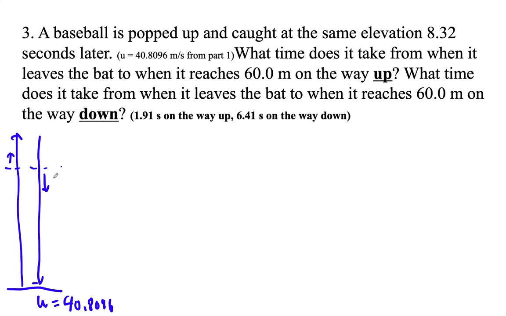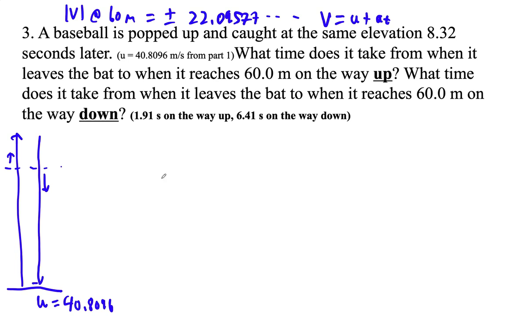We'll use a more precise value. We know that the final velocity, the absolute value of that velocity at 60 meters, is plus or minus 22.09577, et cetera. It's on my calculator, so I'm going to use that value. What I'm going to do is use V equals U plus AT. I'm going to use it on the way up, and I'm going to use it on the way down.